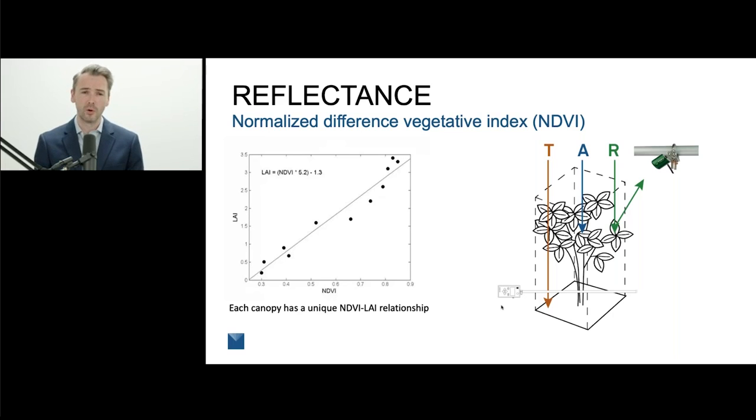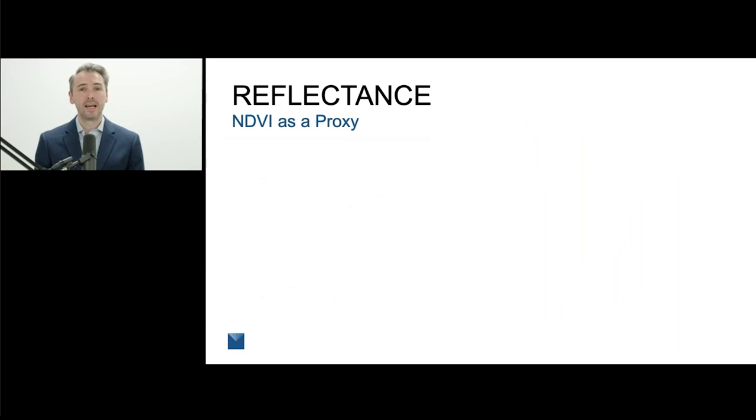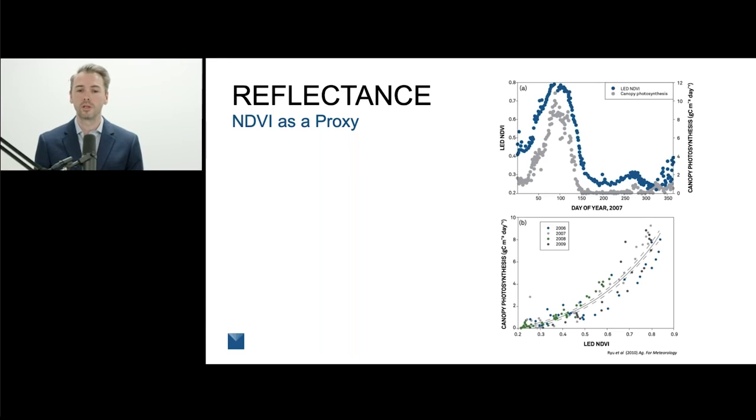So even if you can't though, these reflectance-based techniques can be used simply as proxies of LAI and canopy photosynthesis. So there was some interesting work done by Youngryel Ryu back in 2010 out of UC Berkeley, where they were looking at the correlation between NDVI and canopy photosynthesis. So canopy photosynthesis is a very direct way to measure canopy productivity, but it can be very time consuming if you're doing this on a leaf level, or if you're doing this with something like an eddy covariance tower.